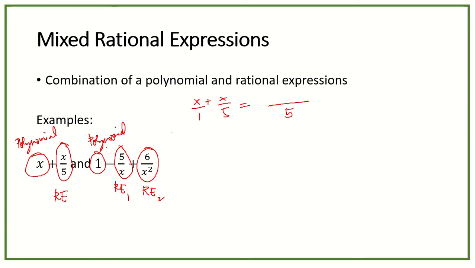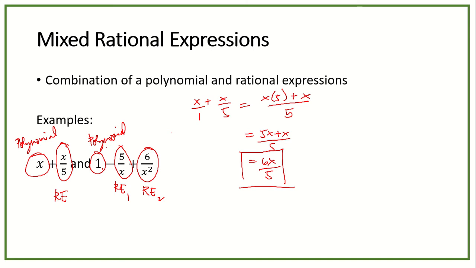Then, whatever your LCD is, we divide it by the first denominator, 1. So 5 divided by 1 is 5. Then we multiply it with the 1 in the numerator. Same with the second rational expression, x over 5. So 5 divided by 5 is 1, then times x, so x. Then you will get 5x plus x all over 5. Then 5x plus x is 6x over 5. So we're able to simplify the mixed rational expression.